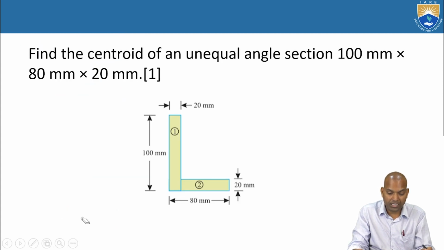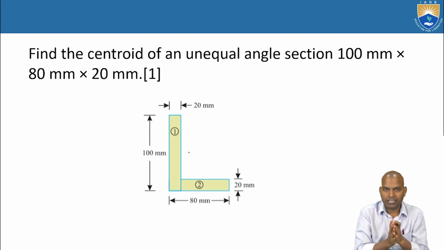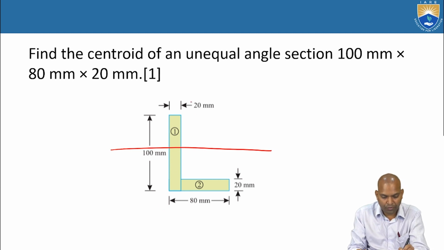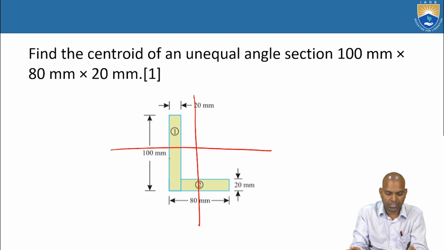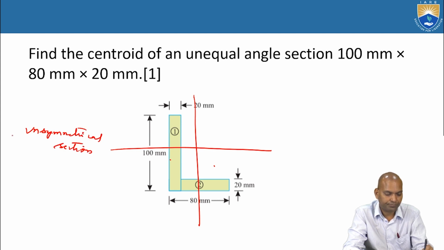Okay. And if you consider some sections, such as the L section, if you fold horizontally, it is not symmetrical top and bottom. If you fold vertically, it is not symmetrical on both sides, left and right. The geometry shape should be the same, but it is not. That means this L section is unsymmetrical about both x and y axes. That's why the L section is known as an unsymmetrical section.